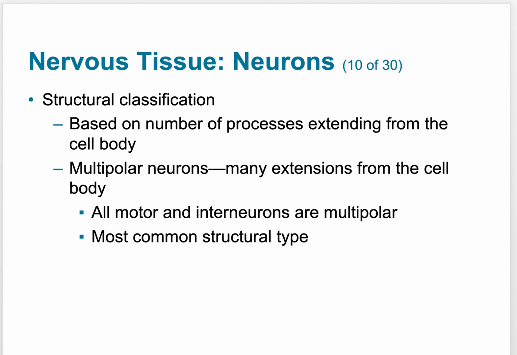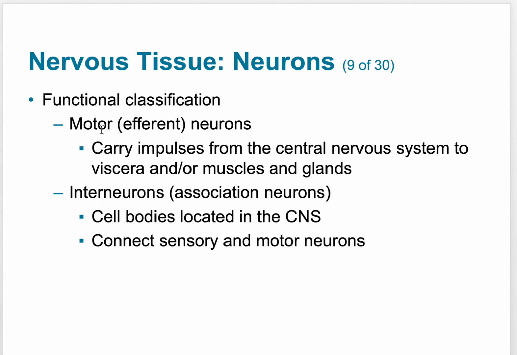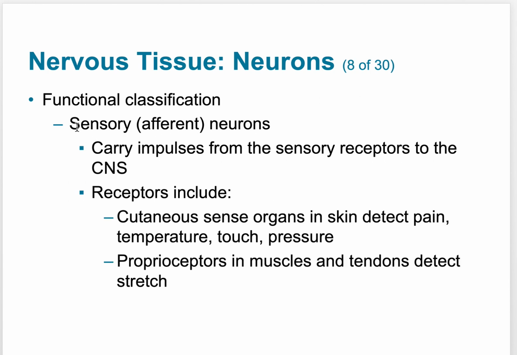we can see that some of these functional groups, remember, were things like the motor neurons that carry impulses from the nervous system to organs and muscle. Interneurons are found within the central nervous system, and they integrate the signals coming in from sensory neurons, decide what to do with that signal, and then send out some kind of response through motor neurons. Okay, so when we talk about the functional classification, we have to look at sensory.